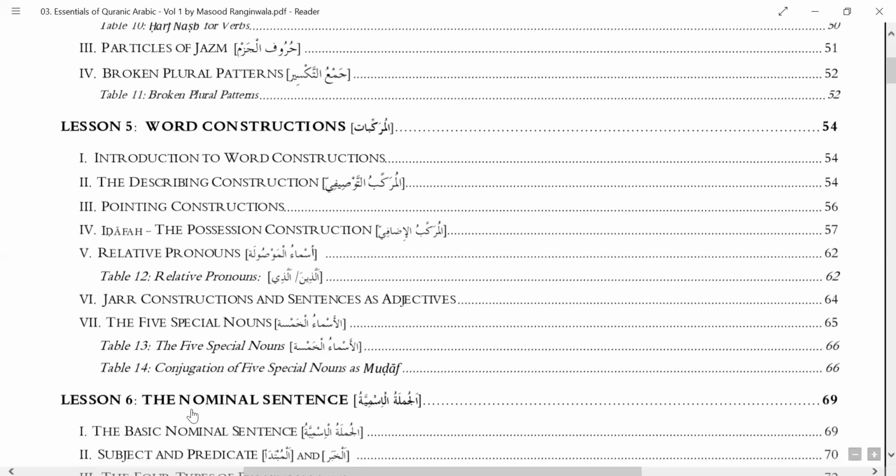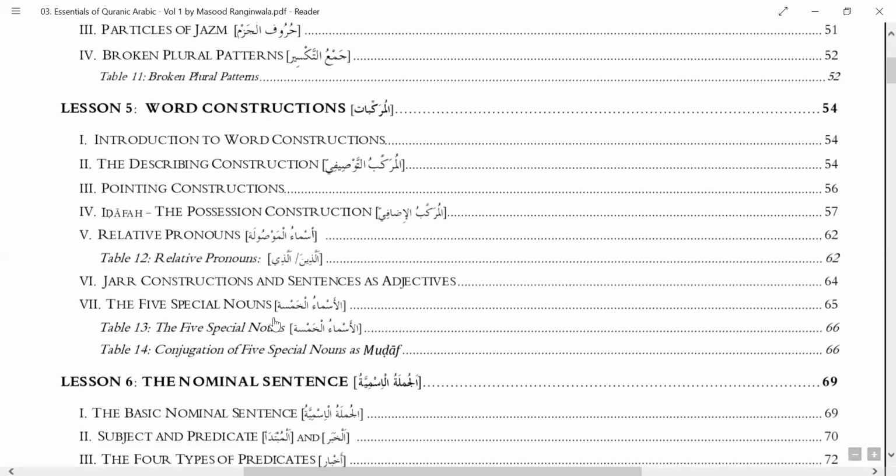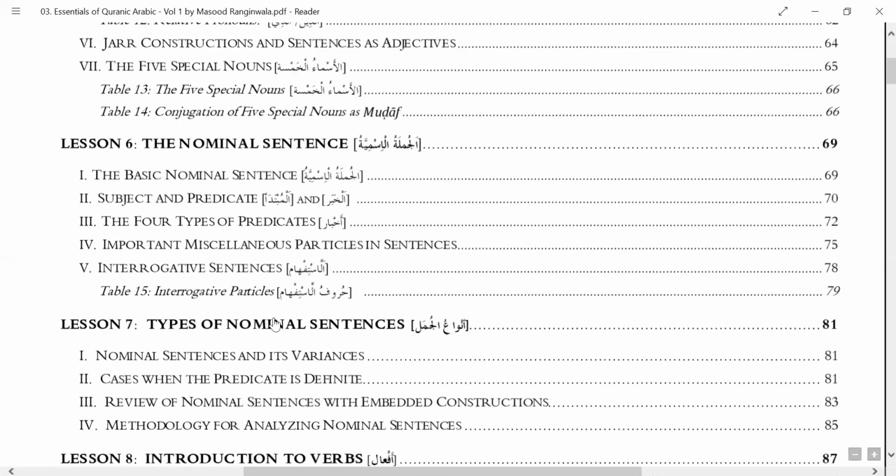Then when you join two words, it's called a word construction, murakkabat. Then you need to do murakkabat. There are different kinds of murakkabat. Then after that, we will come to sentences. So you have nominal sentence, different types of nominal sentences.